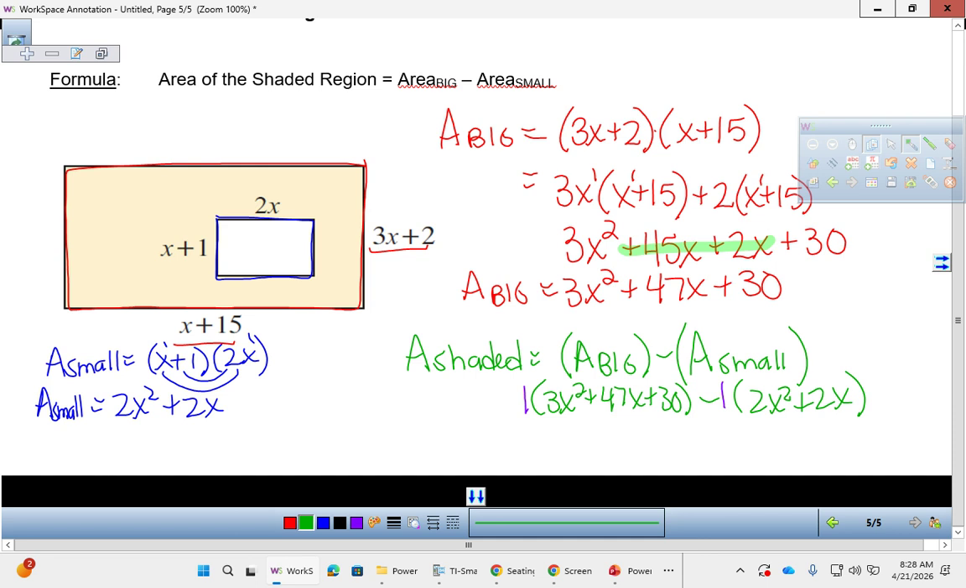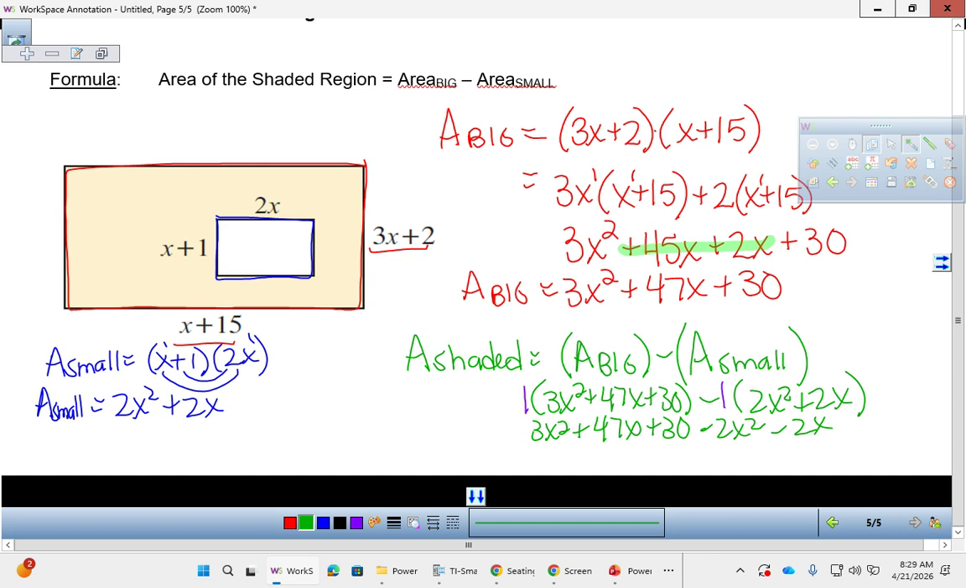So I get 1 times 3x squared, 1 times 47x, 1 times 30. And this is like a negative 1. Negative 1 times 2x squared. Negative 1 times positive 2 is negative 2x. If you're going to make a mistake anywhere, you're going to have that last term be a plus 2x instead of a minus. But I'm subtracting the entire small shape. So this becomes a minus and this becomes a minus. I have to subtract both parts of it.